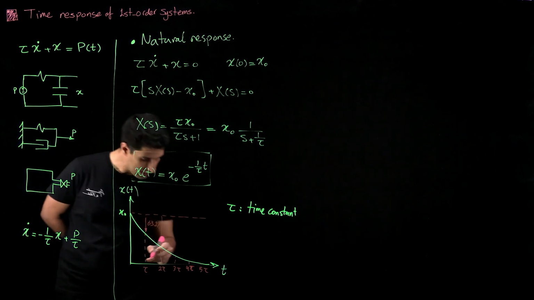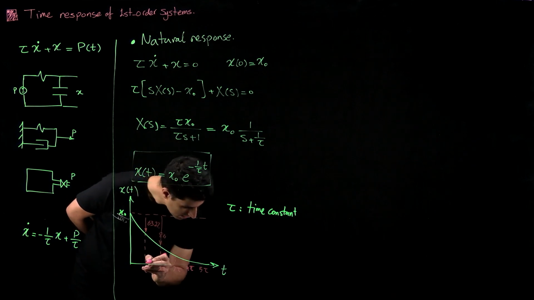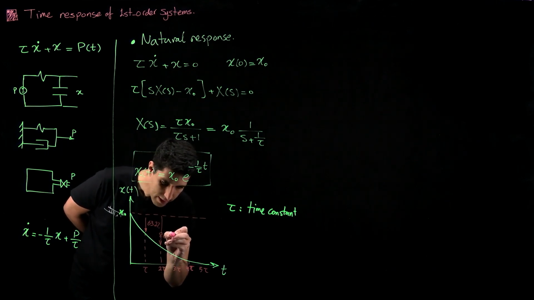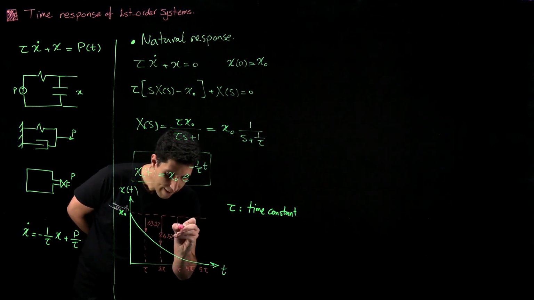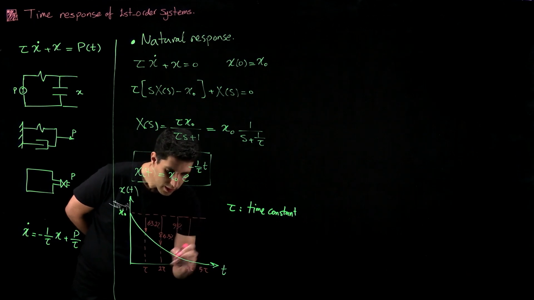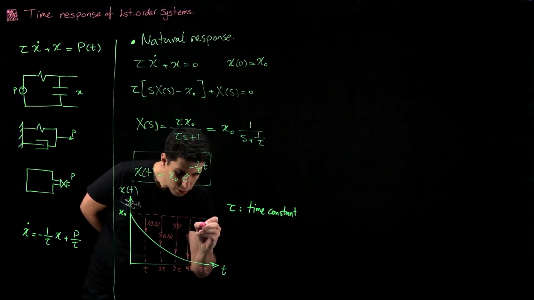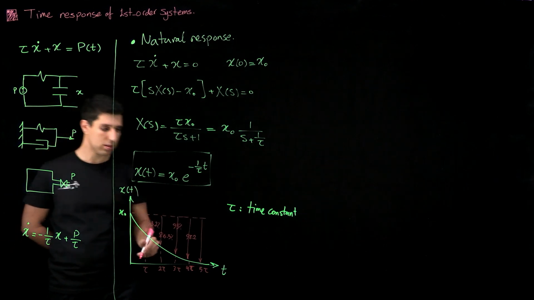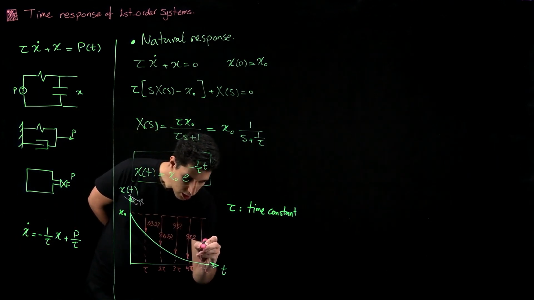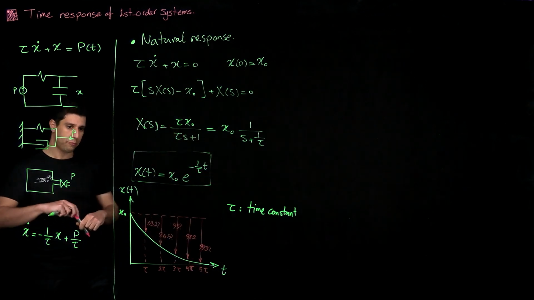After two time constants, it drops 86.5%. After three time constants, 95%. After four time constants, 98.2%. And essentially by the time you have passed 5 times the time constant of the system, you have lost 99.3% of your original value.